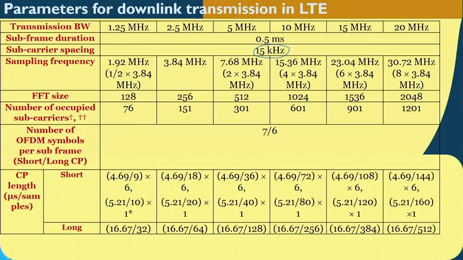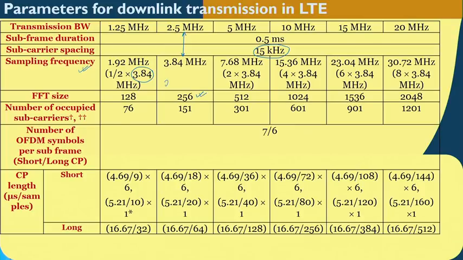Now, how does it work out? One can see that there is a sampling frequency which is chosen to be a multiple of 3.84 megahertz. Now, one may recall that 3.84 megahertz is the chip rate for 3G systems. So, there is a similarity, or some kind of matching with the structure that has happened in the past. Okay. So, for 2.5 megahertz the sampling frequency is 3.84 megahertz and the FFT size is 256.